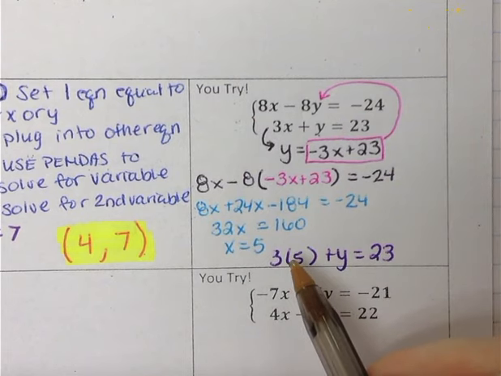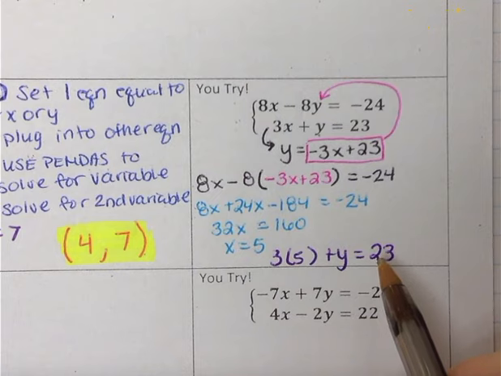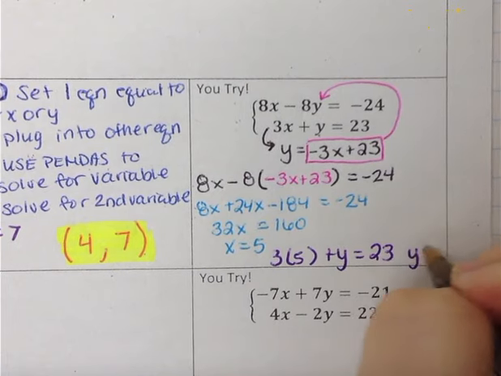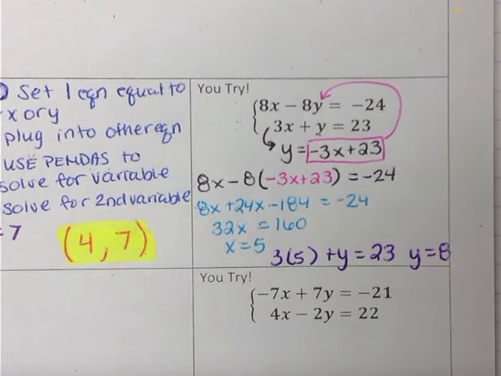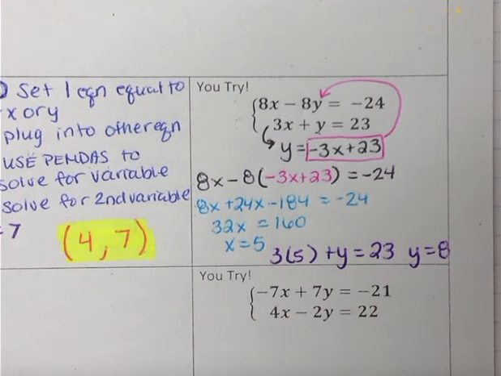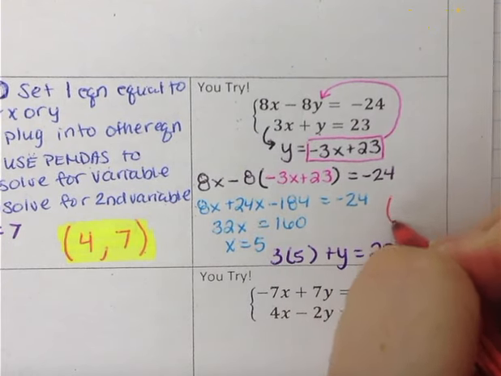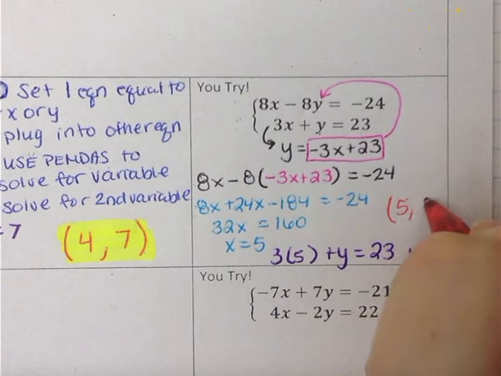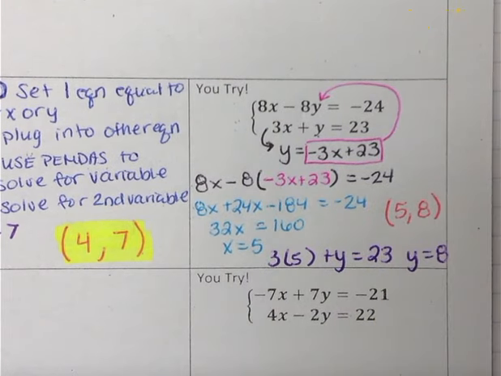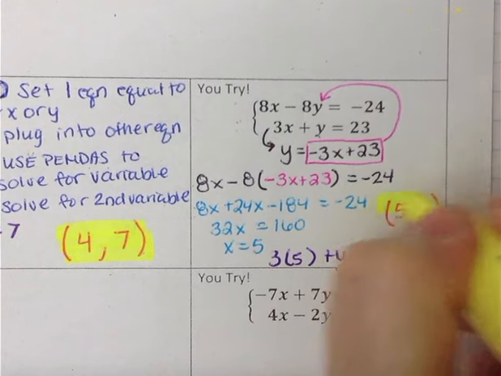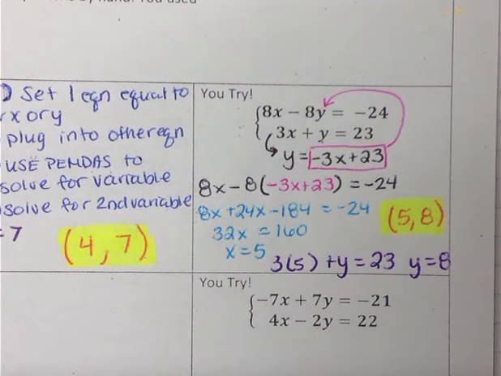So this will become 15. 3 times 5 is 15. I'm going to subtract it from the 23, so y will equal 8. Now that we have the x and the y, we can write our solution as the coordinate 5, 8. So our one solution to this system is 5, 8. This is solving systems of equations by substitution.